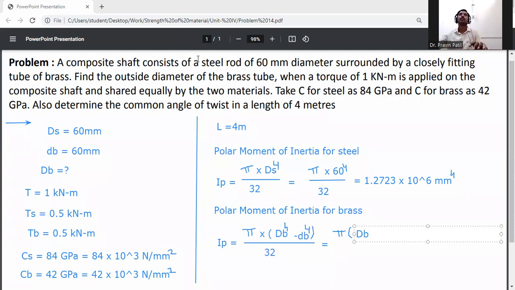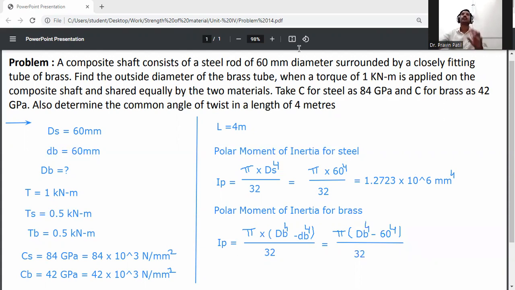dB raised to 4 minus small dB raised to 4, it is 60 raised to 4, divided by 32. We can write down this one in terms of dB raised to 4, divided by 32, it will be 0.0. Leave this one.